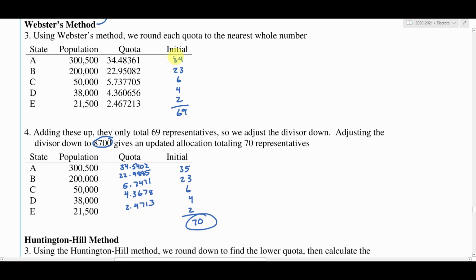Notice that from our initial apportionment to our final, the state that got that bonus representative, if you will, was the large population state, right?